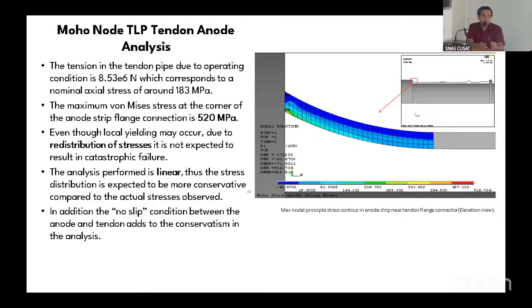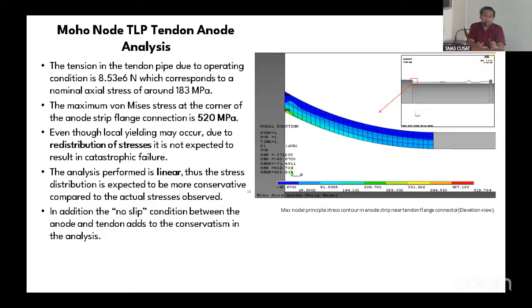What you get is the tension in the tendon pipe in operating condition, some newtons, which corresponds to a normal axial stress of 183 megapascal. The maximum von Mises stress is 520 megapascal. That is high. Okay, that is high. For this particular thing, I think the yield stress is like 360 or 400, something like that.